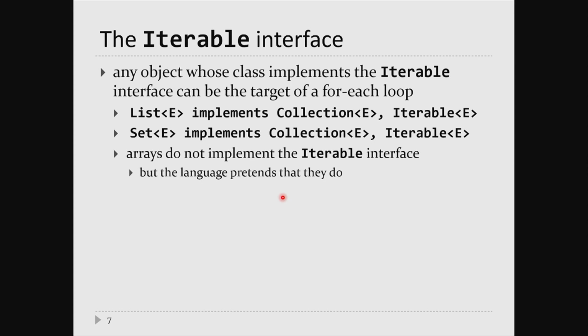Now arrays, you can write a for each loop on an array. So for each element in the array, do something. Now arrays are weird. They don't implement the iterable interface, but the language goes out of its way to pretend that they do. So when you write a for each loop on an array, something else happens. But it still works.